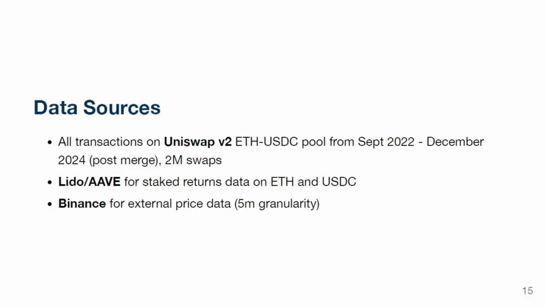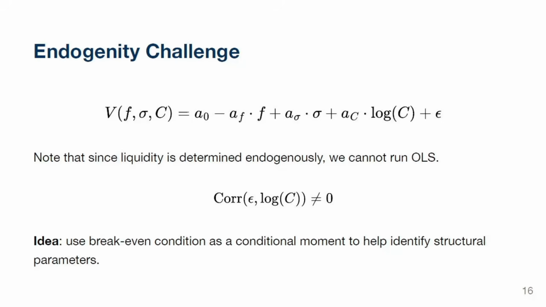Cool. So let's move on to the empirical study. Our goal here is to fit these structural parameters I talked about: A0, AF, A sigma, and AC. We grabbed data from Uniswap itself. We looked at the ETH USDC pool on V2 from September 22nd, the date of the merge, up until December 2024. We used Lido and Aave for staked returns on ETH and USDC respectively, and we used Binance for external price data.